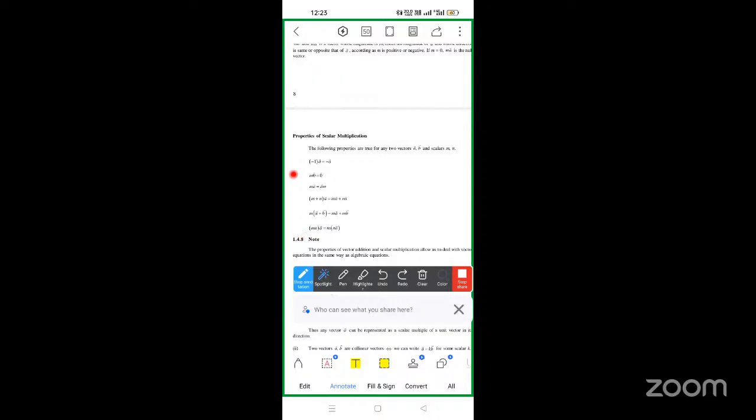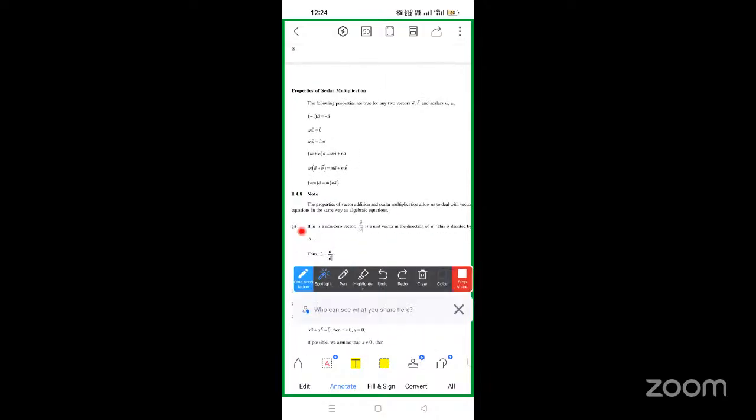So these are the properties of multiplication of vectors. Once again, minus 1 into A bar is equal to minus A bar. M into 0 bar is always 0. M into A bar is equal to A bar into M, which is always equal. M plus N into A bar is equal to M into A bar plus N into A bar. Next, M into A bar plus B bar is equal to M into A bar plus M into B bar. M N into A bar is equal to M into N A bar.